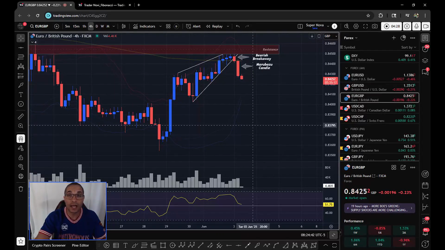So that's all I got for you guys today. A very simple bearish breakaway candlestick pattern can be very effective if it's traded right, if it's confirmed with the right indicators and following price action.